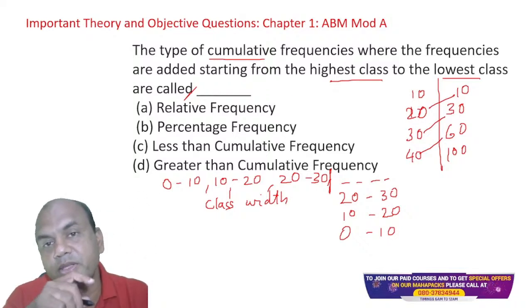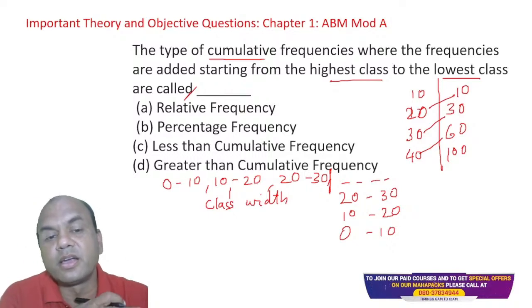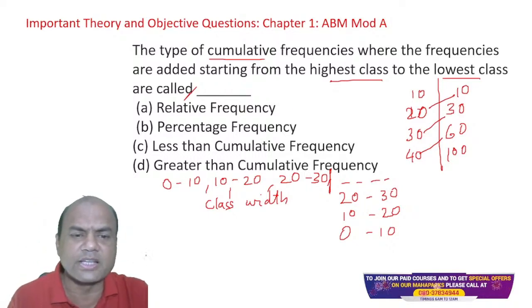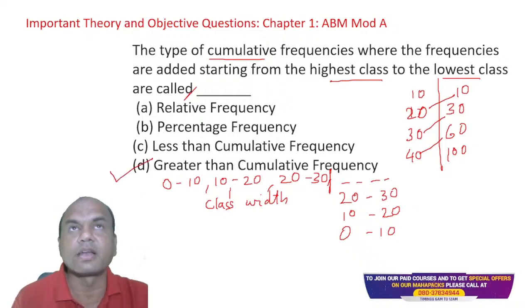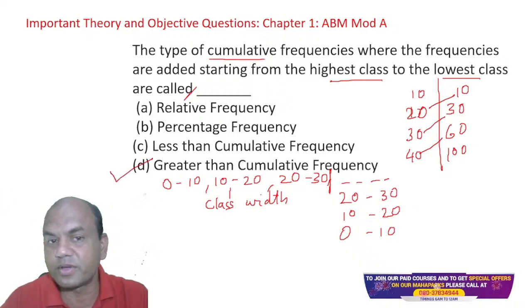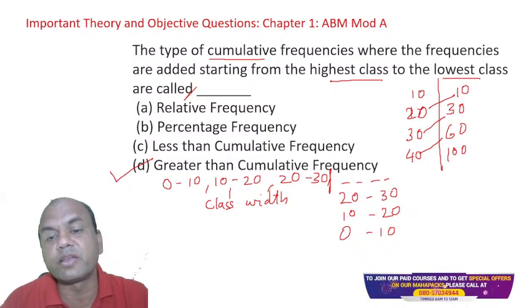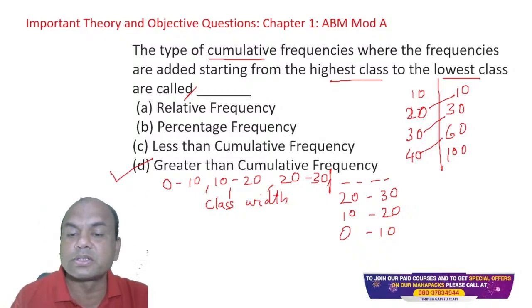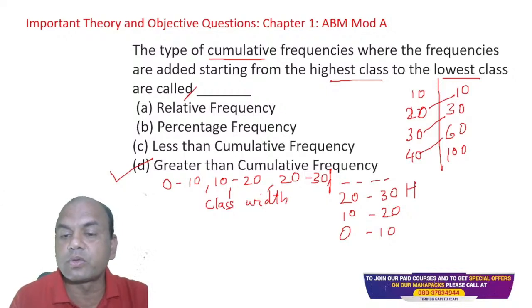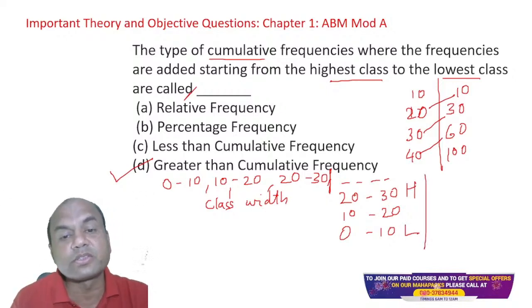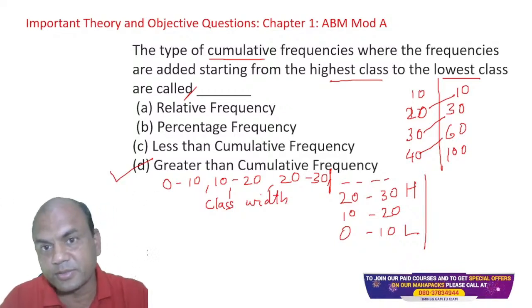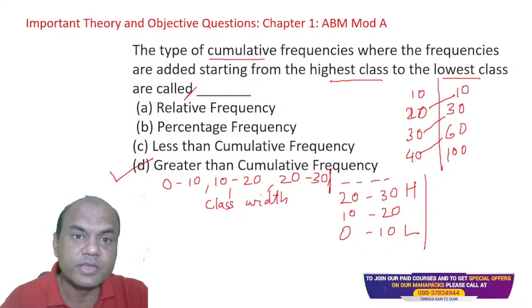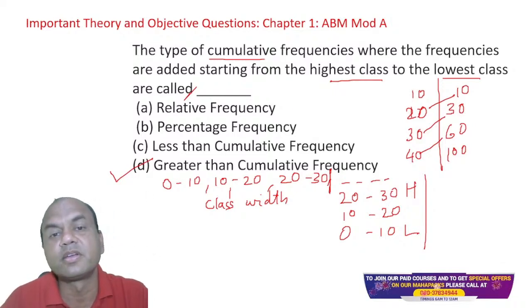What is the answer? Everyone type in the comment section. Logically, the answer is between C and D only: less than and greater than. So it is greater than cumulative frequency. Got it? Greater than means whenever I'm starting from the highest and going to the lowest. If I'm taking the reverse route, lowest to highest, then it is known as less than. Clear? Simple? Okay, move ahead. Type yes in the comment section, everyone.